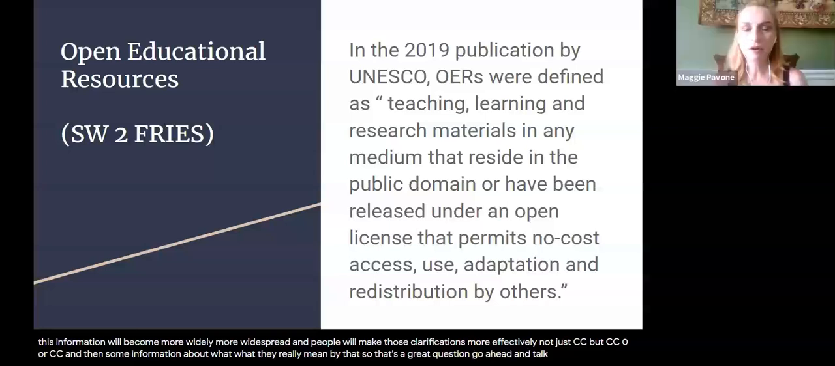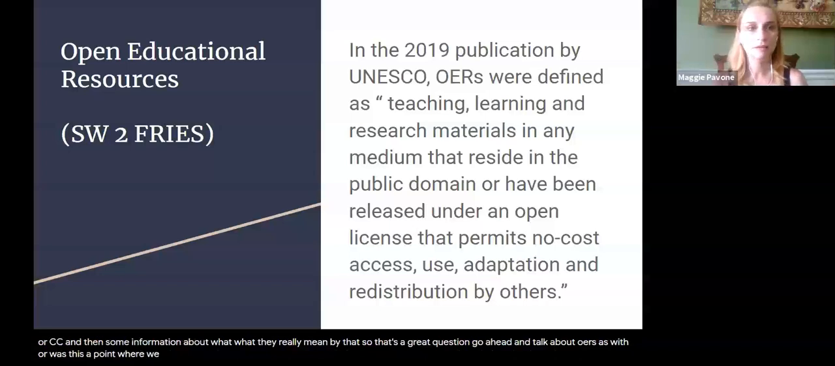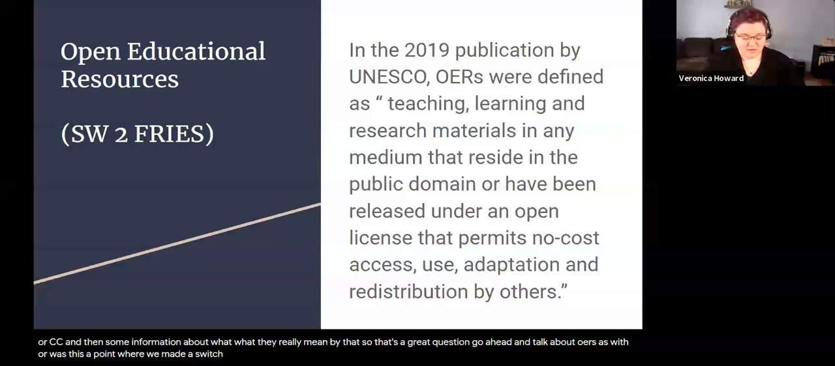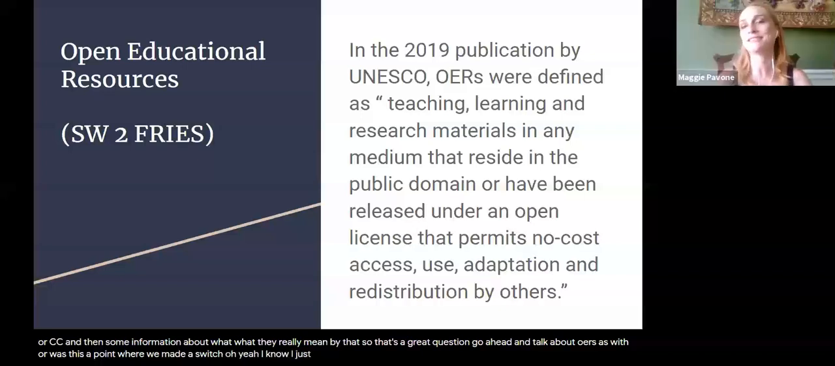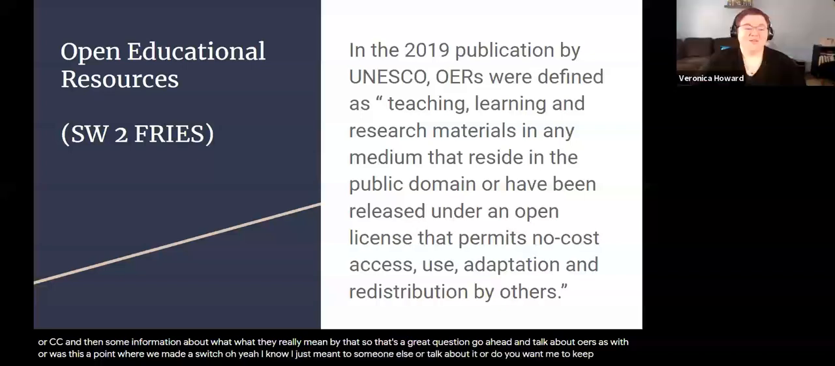Shall I go ahead and talk about OERs, or was this a point where we made a switch? No, I say people need to know this. Yeah, no, I just meant, does someone else want to talk about it? Or do you want me to keep going? No, I think you present this beautifully.